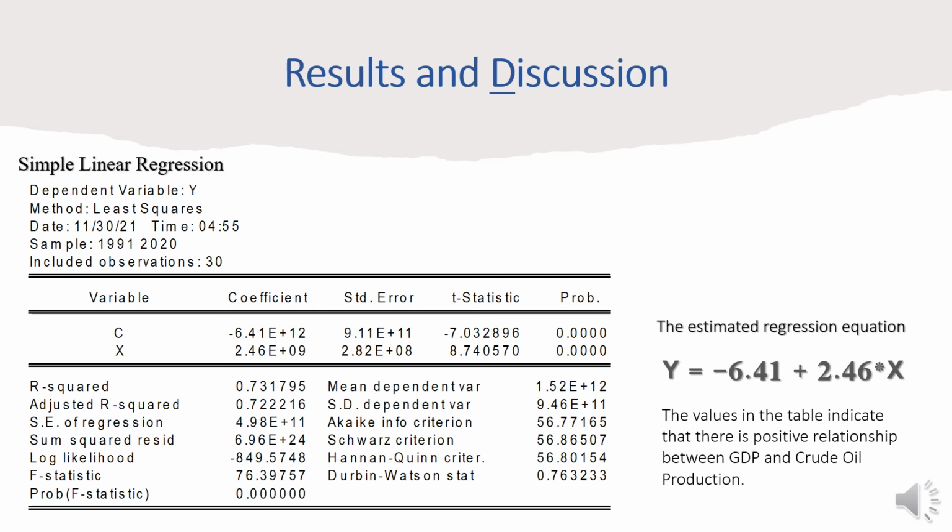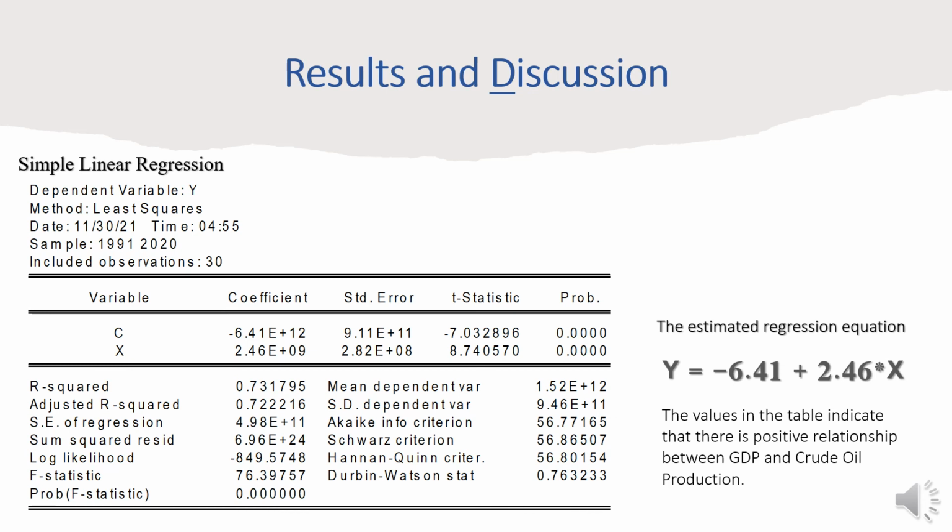Also, the p-value of the F statistic is less than 0.05, which means that the estimator is statistically significant. We reject the null hypothesis and accept the alternative hypothesis. That means crude oil production is statistically significant, which is closely related to influencing GDP, because the p-value for beta 2 is less than 0.05, meaning that we reject H0.